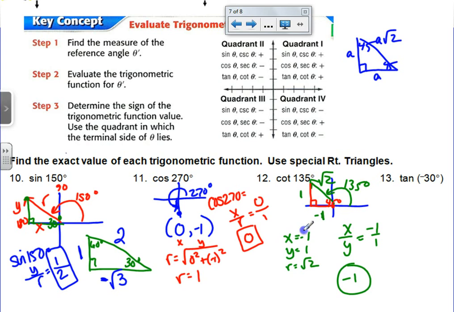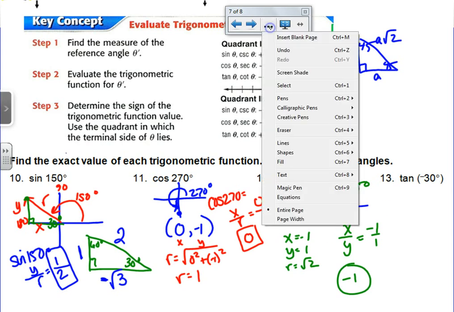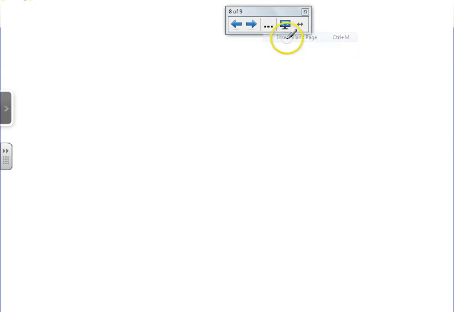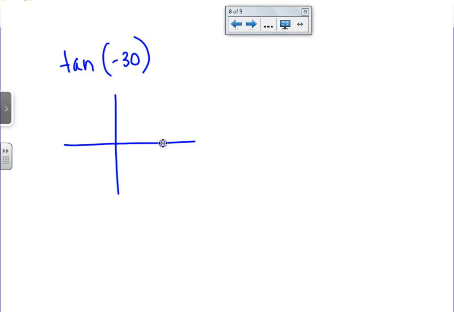All right, I'm desperately running out of room, so let me insert a blank slide. Tangent of -30. Okay, let's draw this. Remember, it goes counterclockwise normally when you're going positive. So when I'm going -30 degrees, that means I'm going to travel clockwise 30 degrees. That's not a good angle, but pretend. So I went -30 degrees. This is my terminal spot.